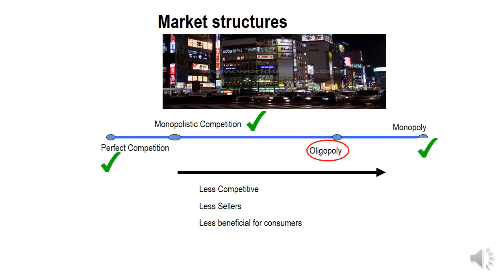Now let's take a look at the last market structure, which is oligopoly. Between monocom and oligopoly, most of your firms should be either monocom or oligopoly. So the oligopoly market structure is quite common. Let's take a look at what oligopoly is all about.